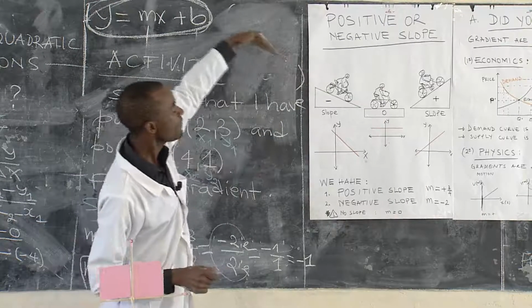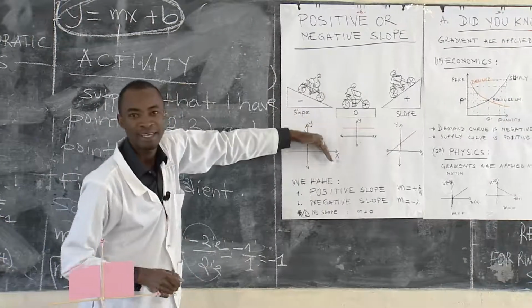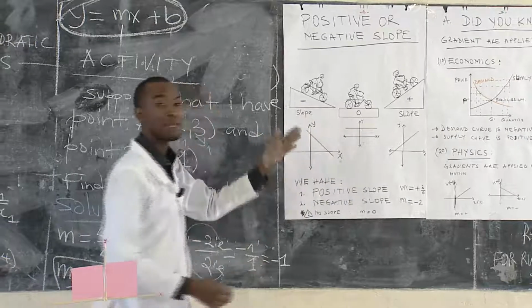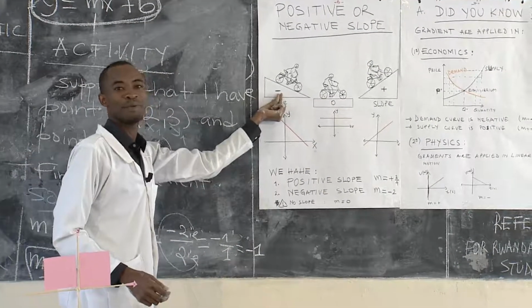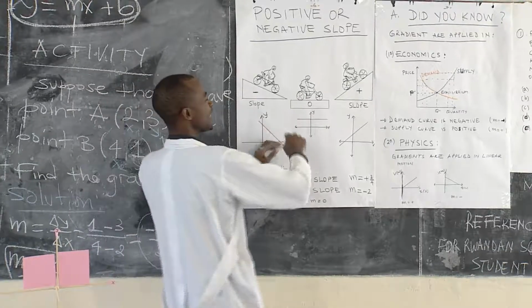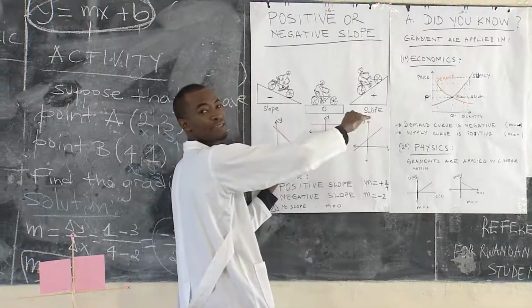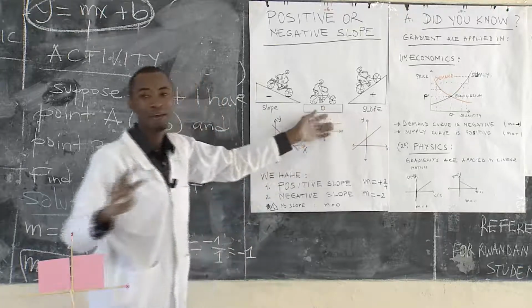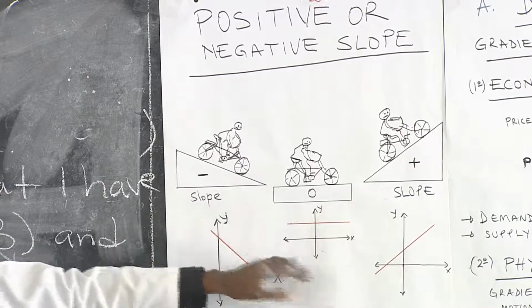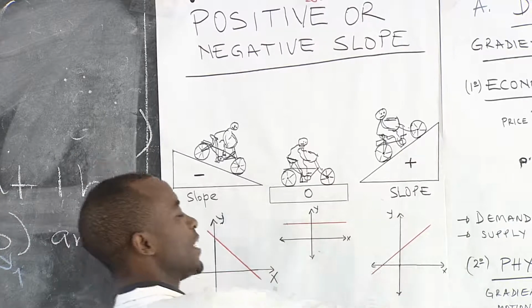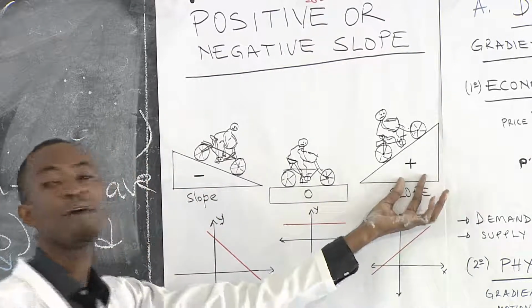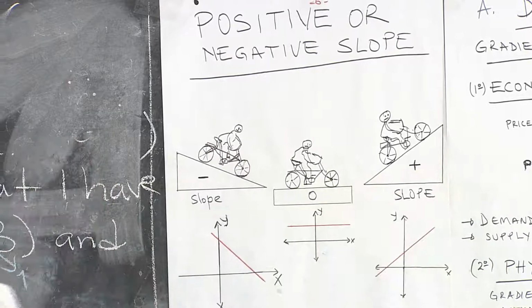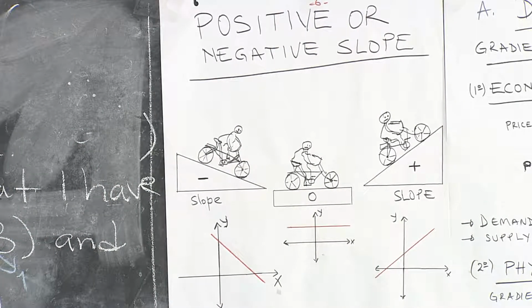Now, whenever we have a line sketched like this, it means we have a negative slope. And also whenever we have a line sketched on a horizontal line like this, we have no gradient. It is equal to 0. Whenever we have a line sketched going up like this, now we have what you call positive slope. In other words, we have positive slope, negative slope, and there is a case where we don't have any slope.